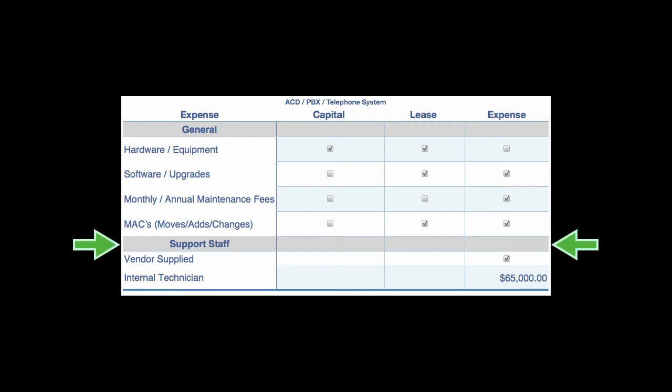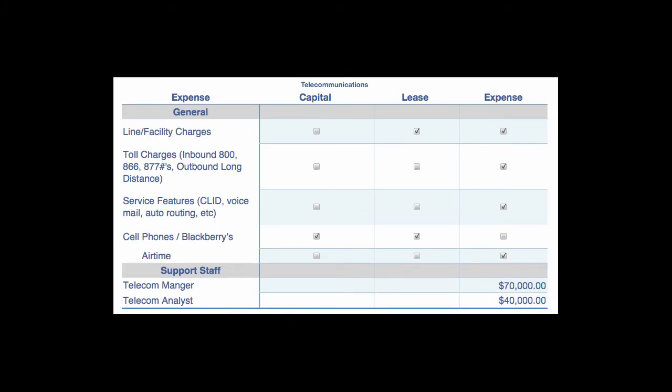And then we've listed here moves, adds, and changes. So if you're changing items within your phone system, but you do not have an internal person to do that, then you probably have to rely on your vendor to provide those what we call MACs. And if that's the case, then you need to budget for that. Now, if you do have internal support, this again going back to that HR comment, then that technician or analyst or manager, whatever role title you have for that person, that needs to be included in your budget as well, especially if they dedicate their full time to activities in this area. So that's telephone system.